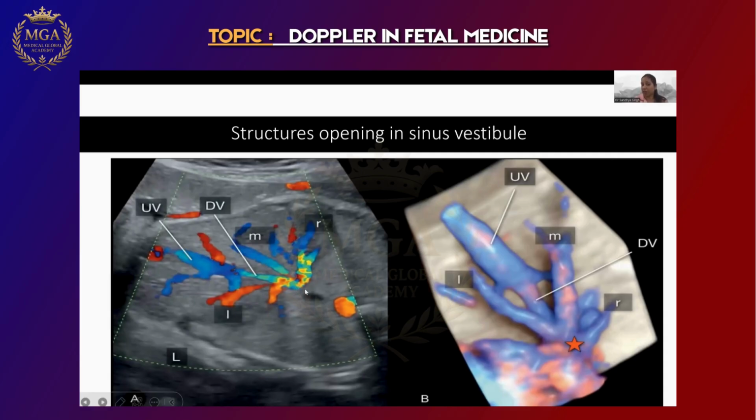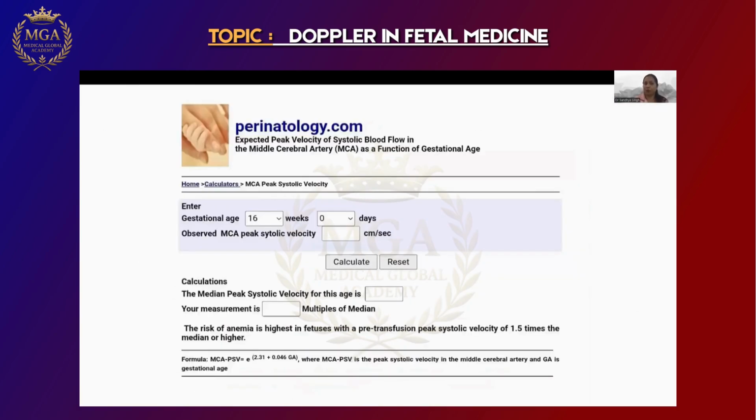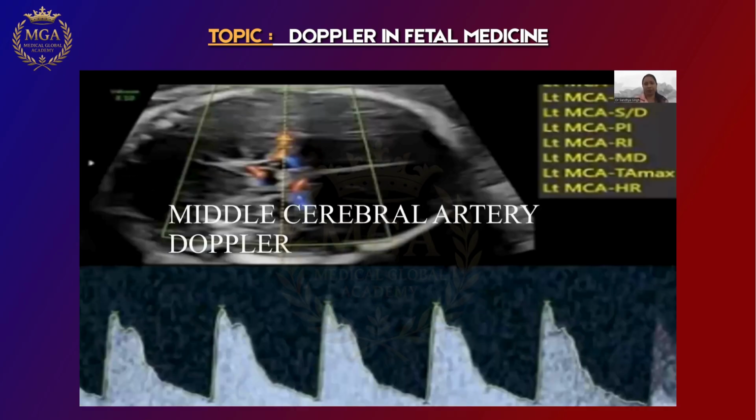When the heart is failing, it will reflect in the ductus. Then the ductus will go and reflect in the umbilical vein. That is why specifically umbilical vein pulsatility is a marker that the heart is having a problem. Okay. Now coming to the next vessel, that is the middle cerebral artery.